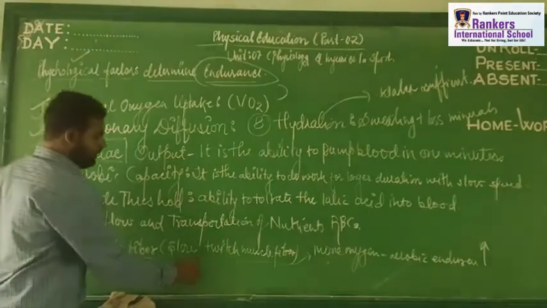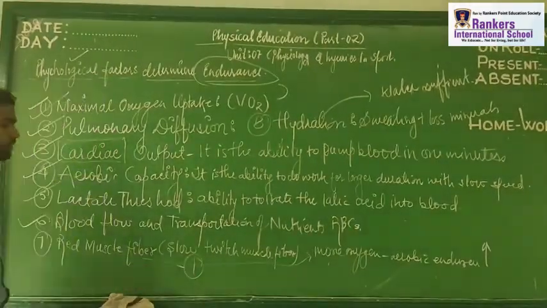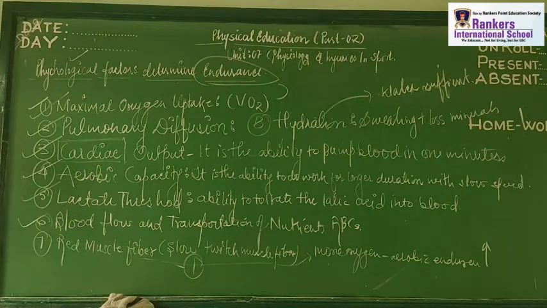Red muscle fibers, which are also called slow twitch muscle fibers, a 1-mark MCQ question, please note. And more oxygen will be there, more aerobic fitness will be there, and aerobic endurance will be good. So these are the factors which help us understand exactly what the physiological factors are which determine the endurance of an individual.